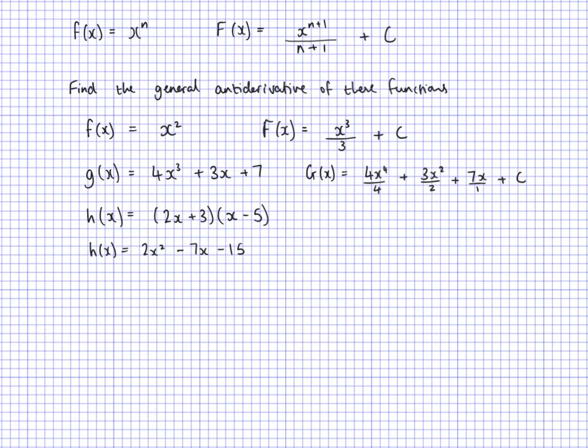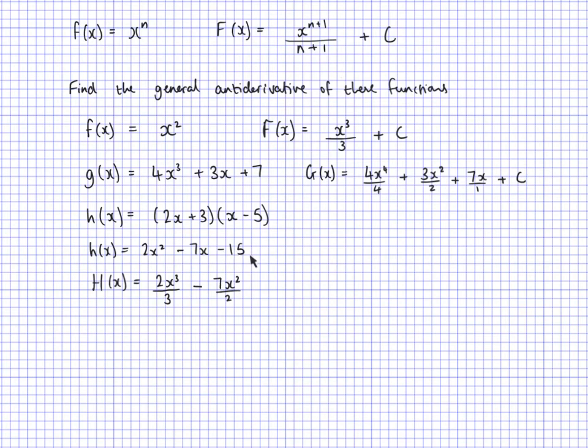So we can have capital H of x is equal to, so I will add 1 to the power, make it 3, and then divide it by that. So 2x to the power of 3 over 3. Here I need to add 1 to the power to make it 2, and then divide it by 2. And because the coefficient here is negative 7, I need to take away here. So take away 7x squared over 2. Then we have a negative 15 here.